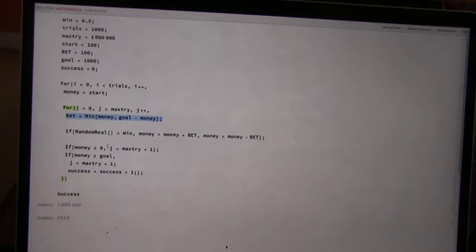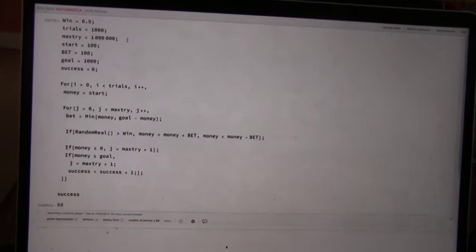If your money goes less than 0, we just exit. If the money is above the goal, we also exit, but then we count that as a success. So for 1,000 trials, we get 97 successes. I run it again, 88 successes. Run it again, 102 successes.